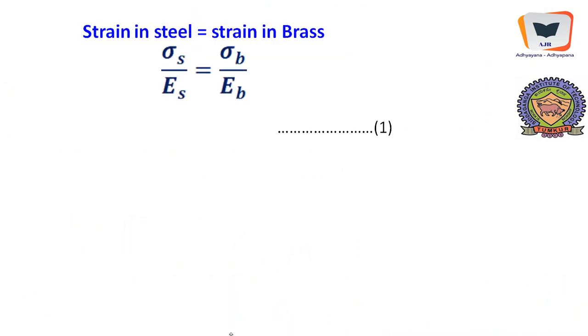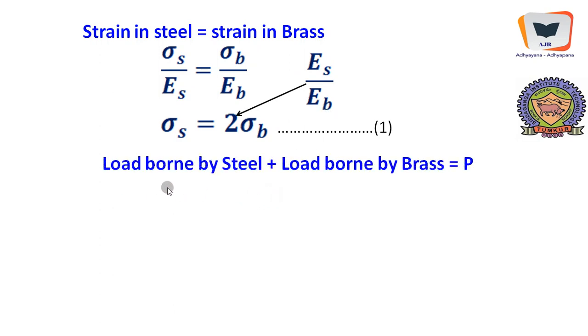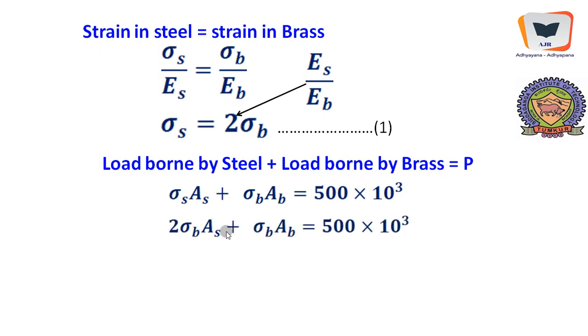And we will continue with the second equation, that is strain in steel equal to strain in brass, and we will substitute this, and we will get to know the relationship between stress in steel and stress in brass, and this is obtained by this ratio, ES by EB. Alright, load borne by steel plus load borne by brass equals total load applied over the composite component. Sigma S into AS plus sigma B into AB, B for brass and S for steel, equals 500 into 10 to the power of 3, because 500 kilonewton has been applied as a compressive load.